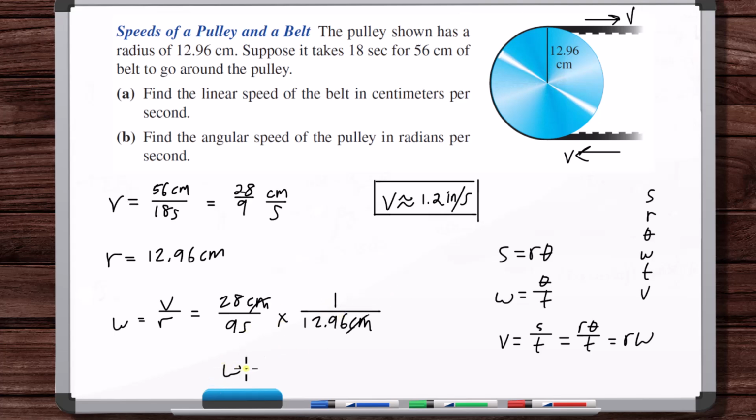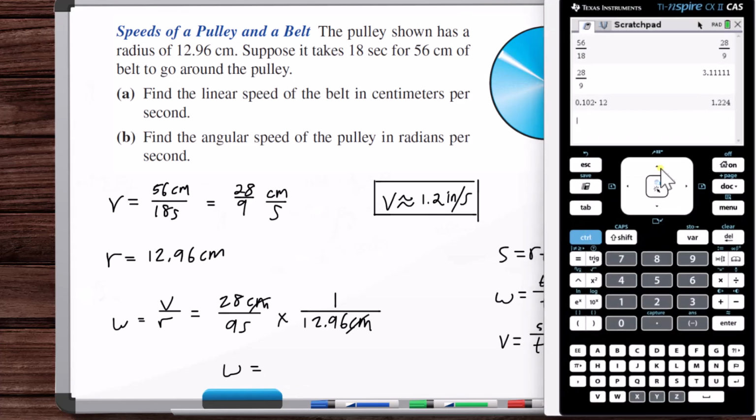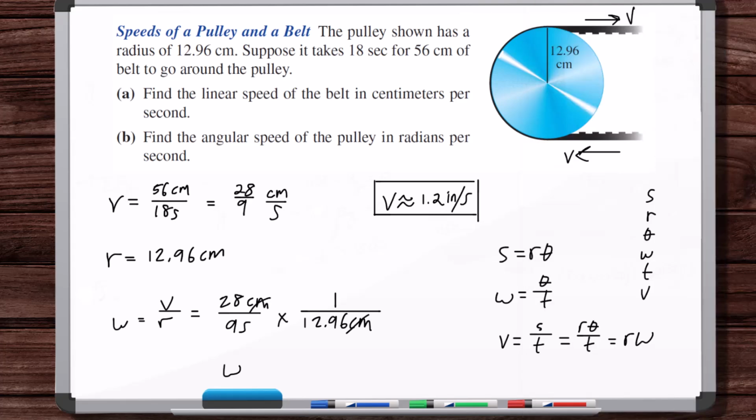Okay, so omega is 28 ninths divided by 12.96, about 0.24 radians per second. Okay, there we go.